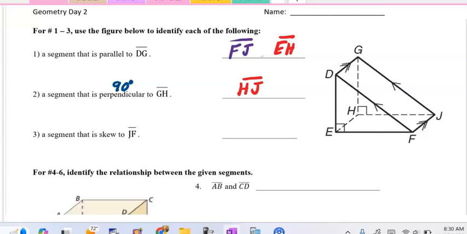In class, we discussed skew lines are lines that never intersect but are in different planes or go in different directions. So I want to find a skew line to JF. So this segment right here in red is skew, DE. It goes in a different direction. It's not in the same plane and will never intersect JF. This green segment is also skew. It'll never intersect. So there were 2 answers here for skew.